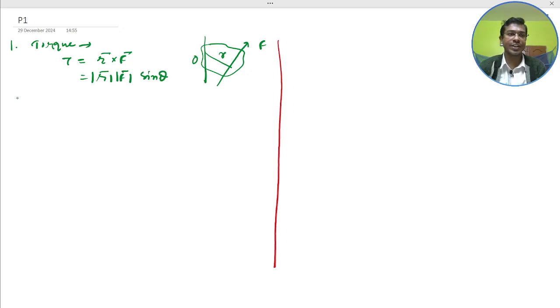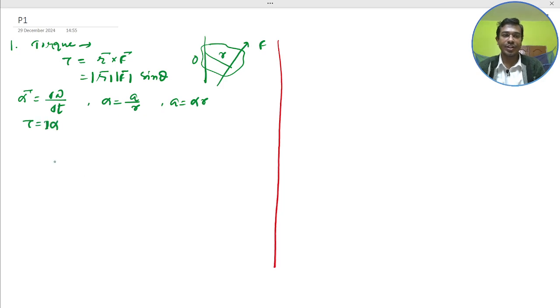The angular acceleration alpha is del omega divided by del t, and the relation between linear and angular acceleration is that alpha, the angular acceleration, is linear acceleration divided by r, or a equals alpha r. The relation between torque and angular acceleration is tau equals I alpha.